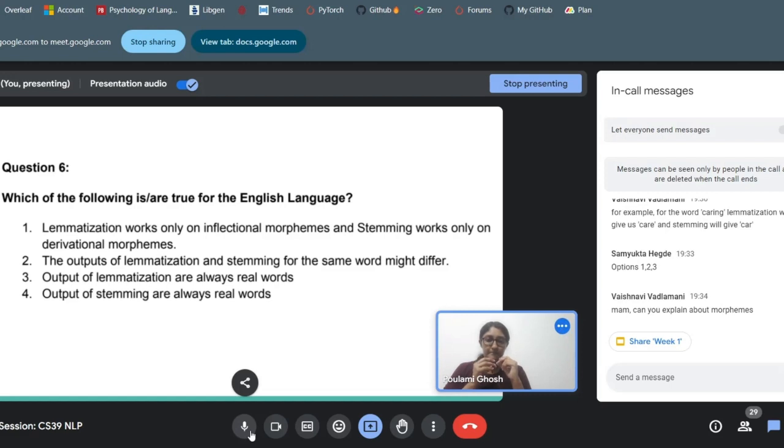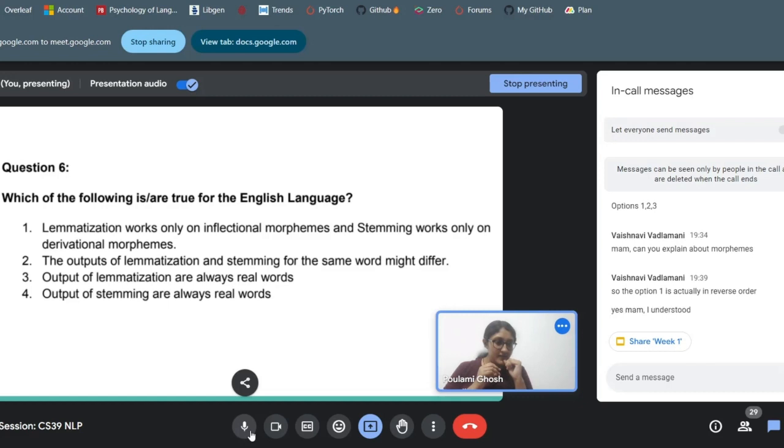So I think Vaishnavi had asked the question, was I able to explain? Yeah, so okay. Now I think I'll move on to the solution.